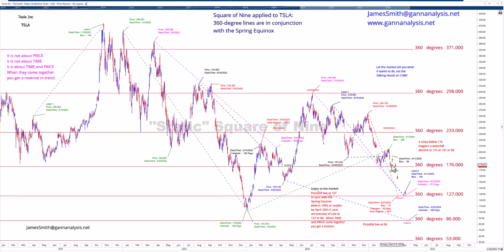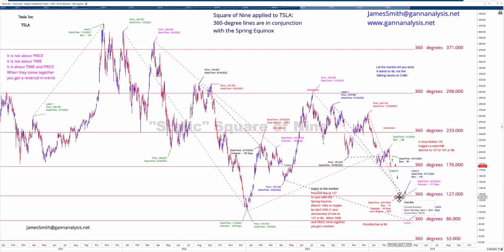Remember, if you watch CNBC, you listen to the opinions of so-called experts who want to tell you what they think is going to happen. That's a load of hogwash. What you should be doing is looking at the chart and letting the market tell you what it wants to do. When you close below 176, that's the market telling you it's going to go down to 127.